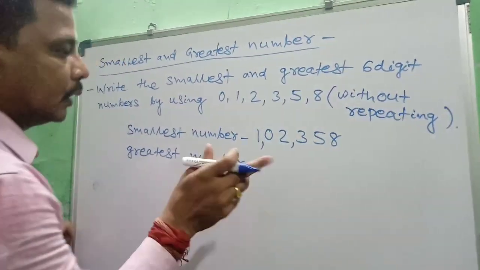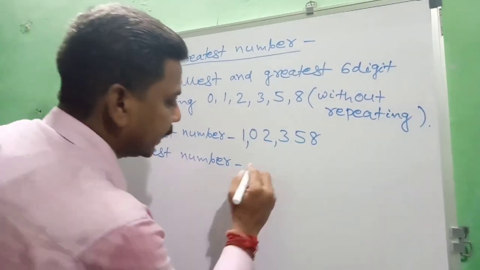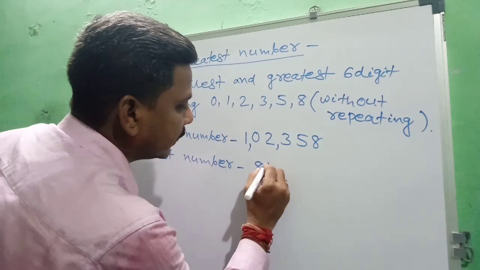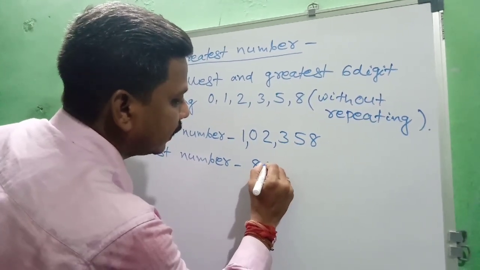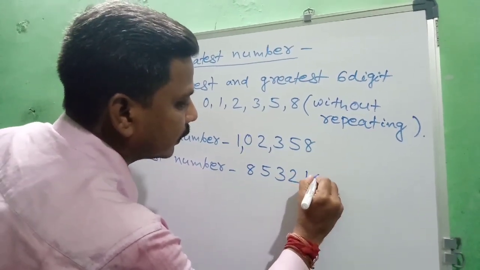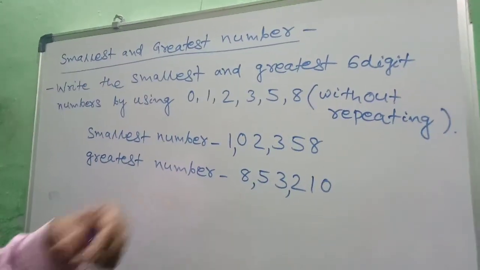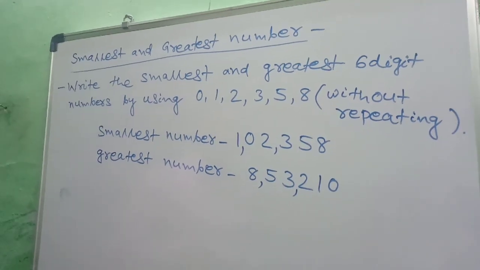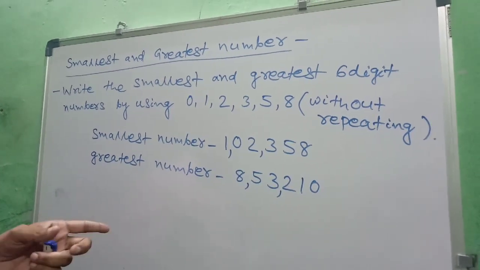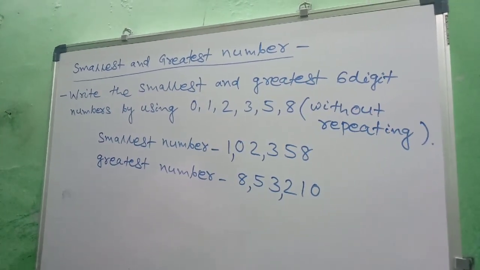Okay, and the greatest 6-digit number will be, write it from the right side to the left side. Then the greatest number is 8, then 5, then we have to write 3, then 2, then 1, then 0. Okay, the greatest number will be 8,53,210. In this way we can form the smallest and greatest number for any digit number. Okay.